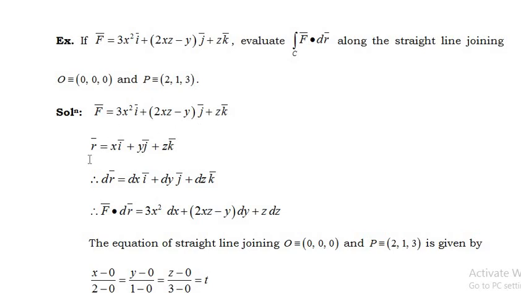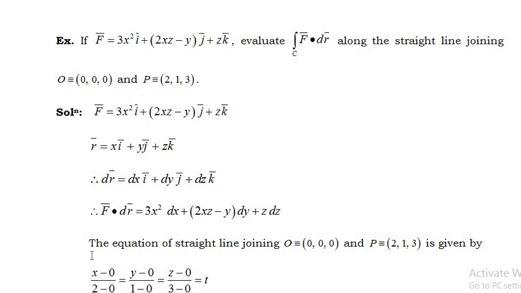Again r bar is the displacement vector, therefore dr bar. The dot product of f bar and dr bar will be equal to 3x square dx plus (2xz minus y) times dy plus z times dz. Again, the path from origin to point P is a straight line.